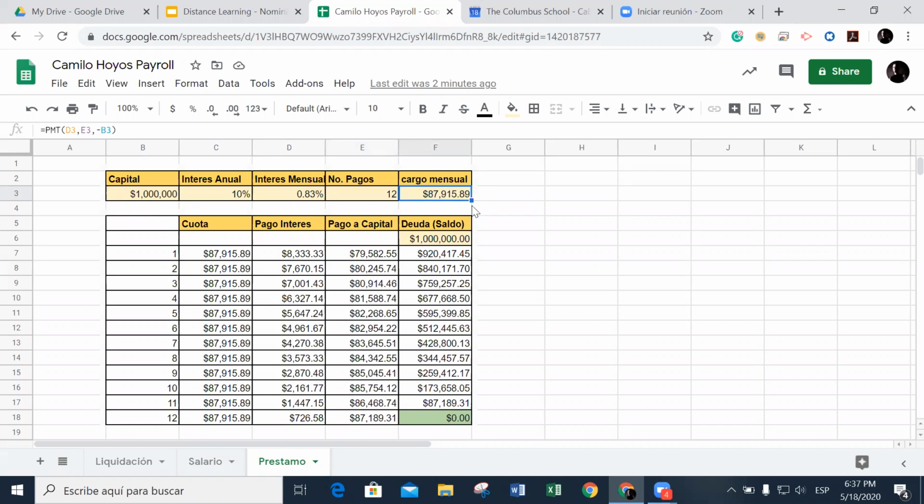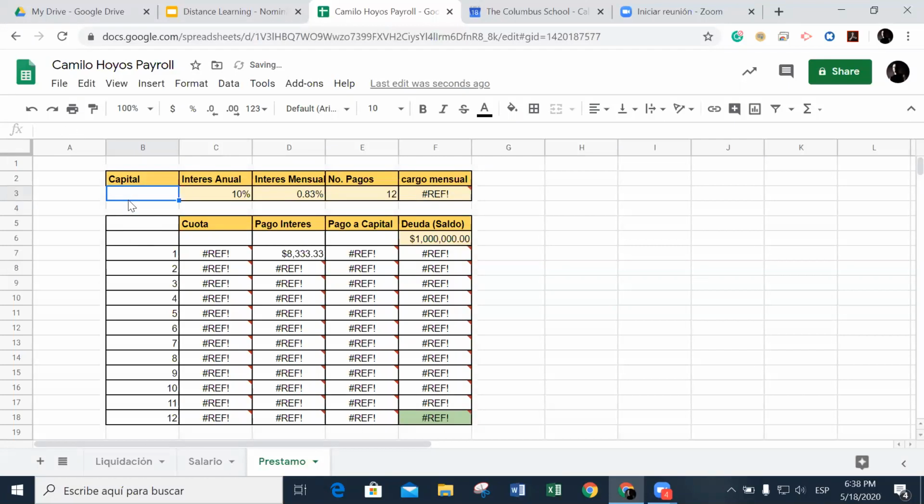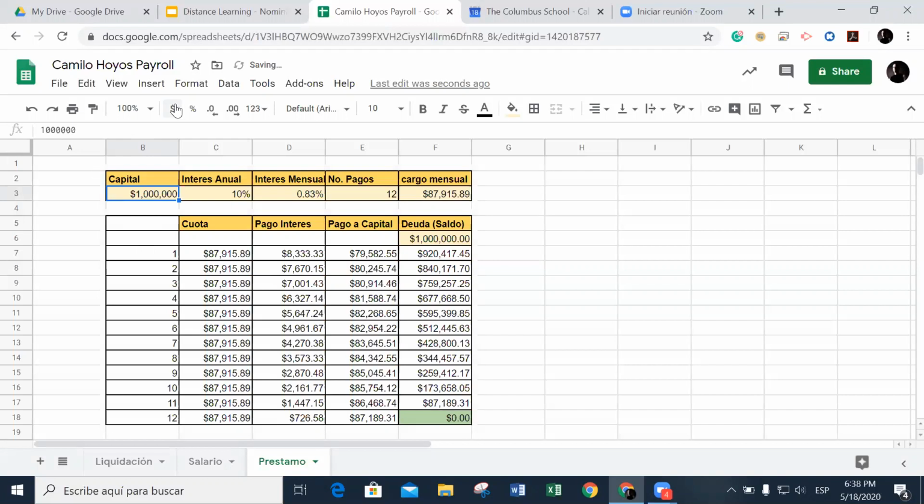It's one of the most beautiful things I've ever come across. So the capital is the amount of money I'm lending this person. It's going to be 1 million pesos. So I type in here 1 million, right? The way I did it was, I type in literally 1 and then 6 zeros: 1, 2, 3, 4, 5, 6, enter. Why does it show pesos already? Because I clicked on this, format as currency, and then it automatically knows that it's 1 million pesos.